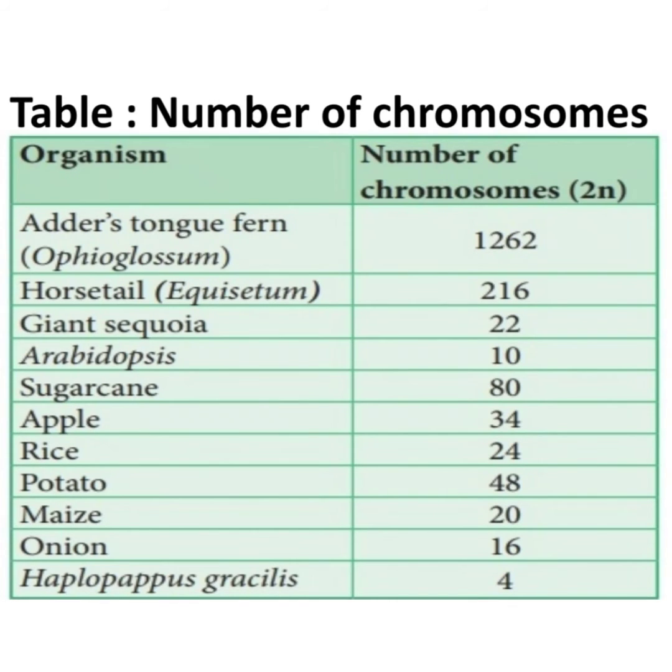Here you can see the number of chromosomes in different organisms. Left side is the organism and the right side is the number of chromosomes which are diploid. Adder's tongue fern Ophioglossum has 1262 chromosomes. Horsetail Equisetum has 216 chromosomes. Giant Sequoia 22 chromosomes. Arabidopsis 10 chromosomes. Sugarcane 80 chromosomes. Apple 34 chromosomes. Rice 24 chromosomes. Potato 48 chromosomes, maize 20 chromosomes, onion 16 chromosomes, Haplopappus gracilis 4 chromosomes.